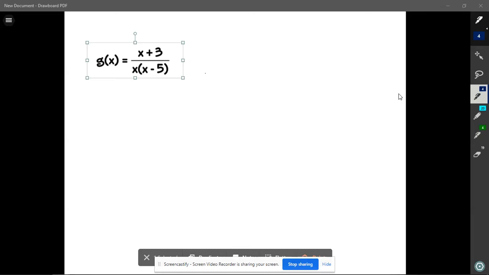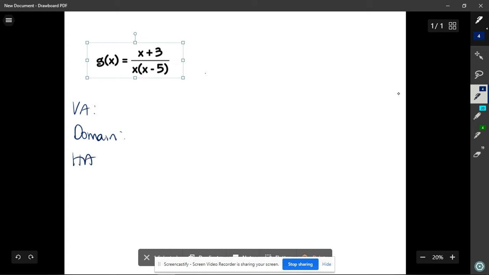All right. What we're going to do is look at this example here, and we're going to figure out what our vertical asymptotes are. That is going to help us find our domain. Then we're going to find our horizontal asymptotes, which will help us find our range. And then we're going to find our y-intercept and our x-intercept. And then also identify if we have any holes.